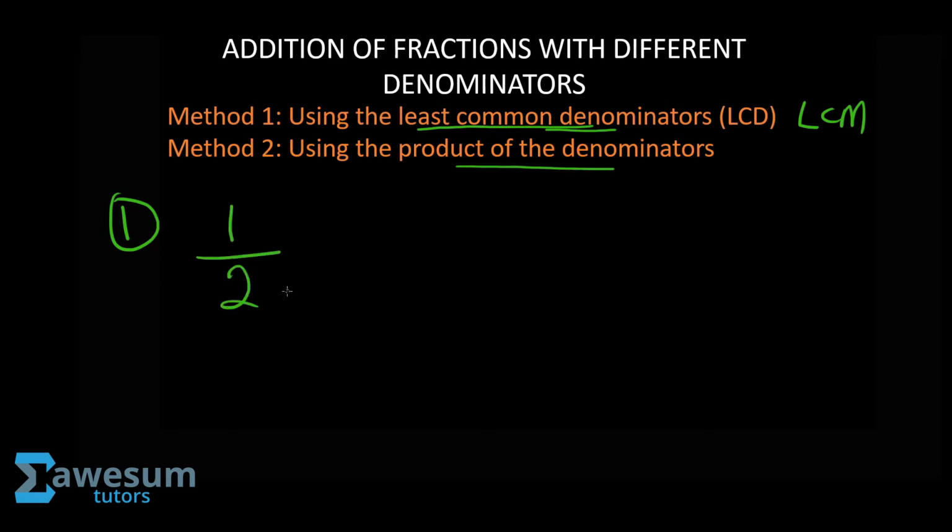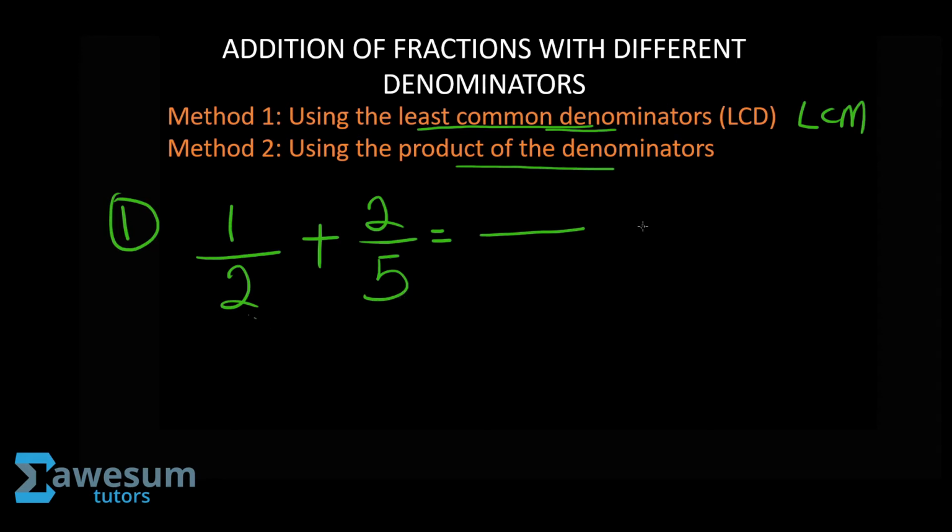1 over 2 plus 2 over 5. Okay, so what you want to do right here first is to determine the LCM, or least common denominators, or least common multiples of 2 and 5.